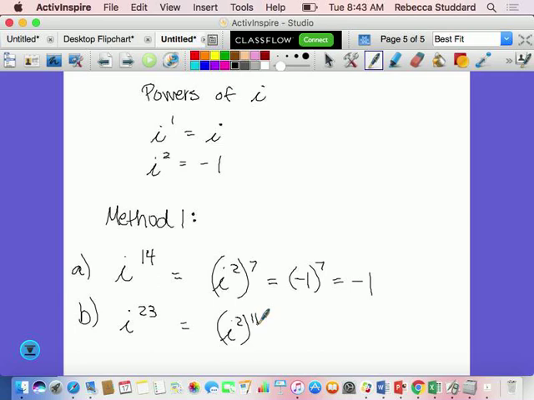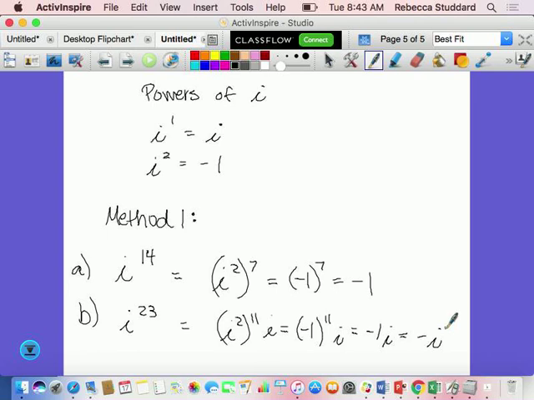And then how many more i's do we need? One more. That gives us 2 times 11, which is 22. We need one more to give us 23. So you have i squared is -1, to the 11th, times i. What's -1 to the 11th? -1, times i is -i. You can also get a +1 or a positive i.